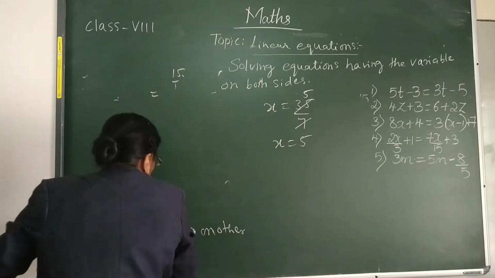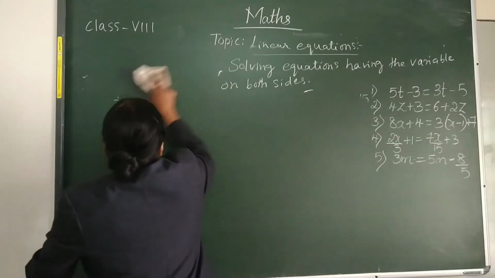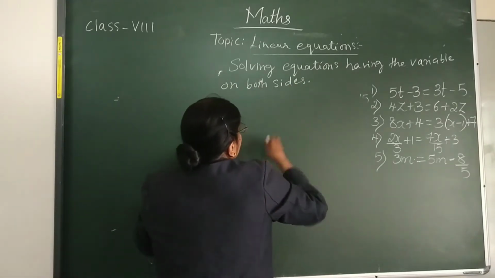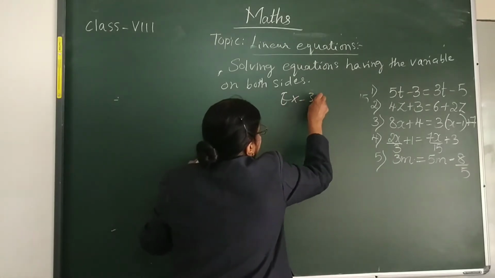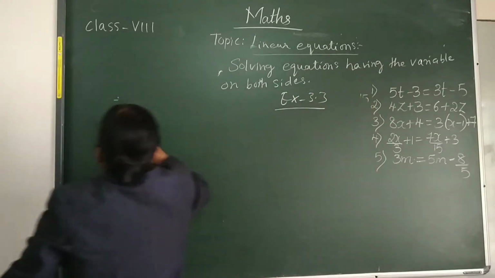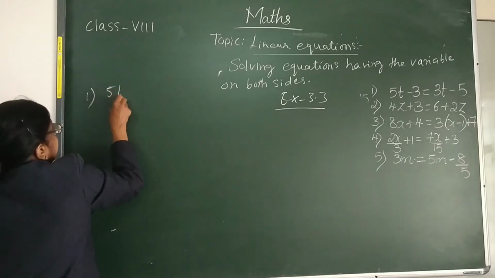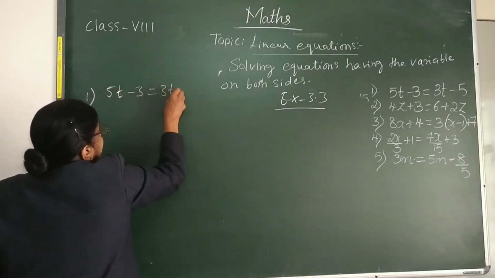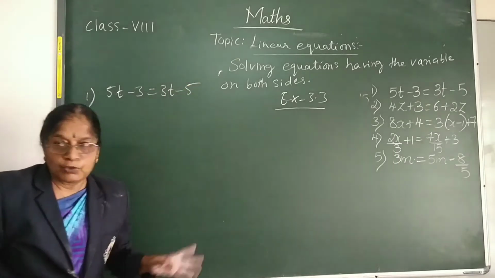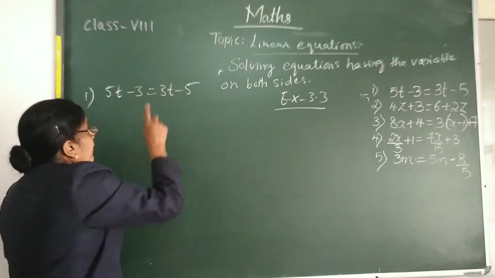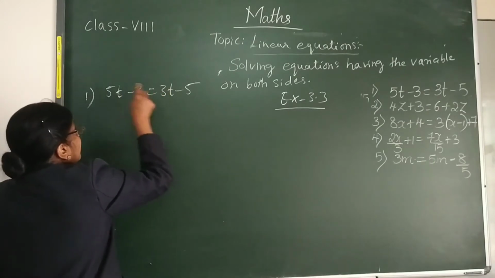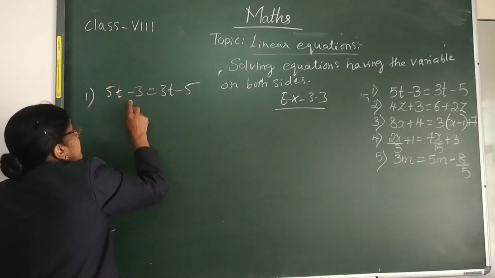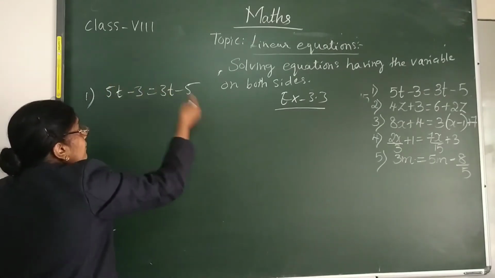Now let us go to the exercise, which is 3.3. So let us take exercise 3.3. The first sum, I am going to write over here, just to pay attention. 5t minus 3 is equal to 3t minus 5. So what do we have to do? The variable should be brought from the right hand side to the left hand side, and the constant should be taken from the left hand side to the right hand side.